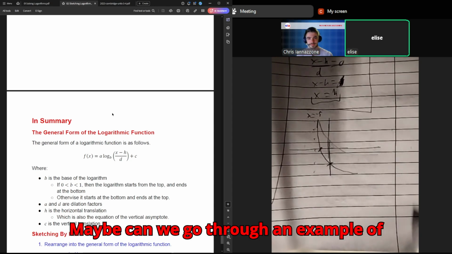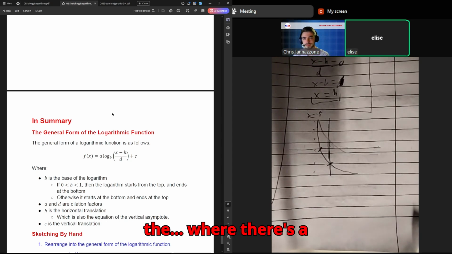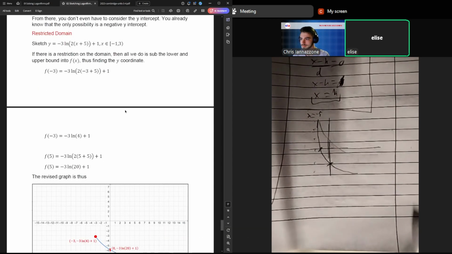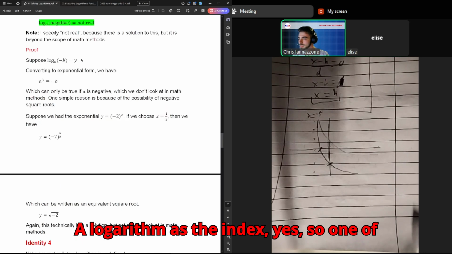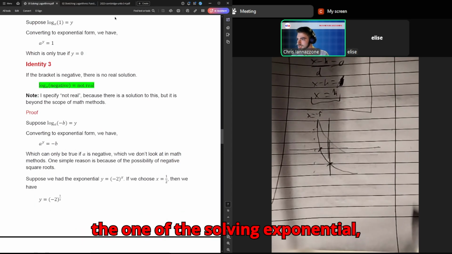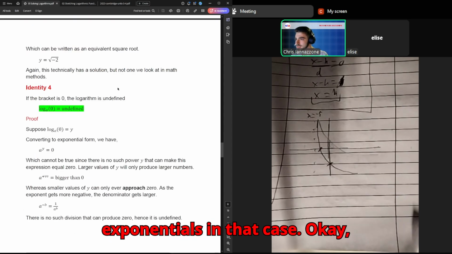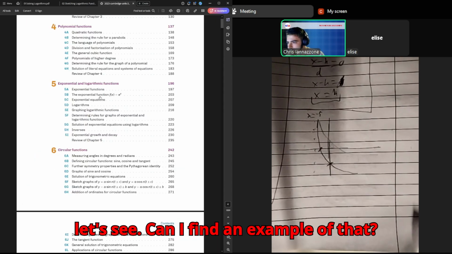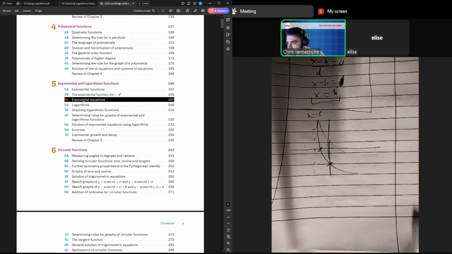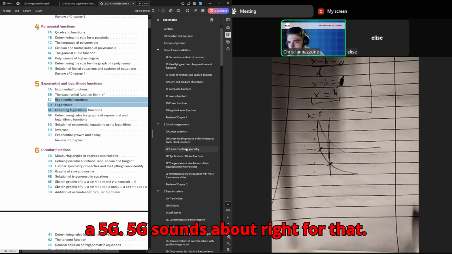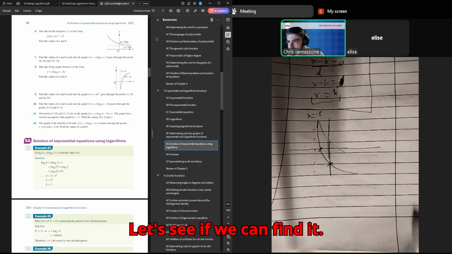Maybe can we go through an example of the part where there's a logarithm as the index? A logarithm as the index, yeah. So one of the solving exponentials, it'd be solving exponentials in that case. Okay, let's see. Can I find an example of that? Probably going to be a 5G. 5G sounds about right for that. Let's see if we can find it.